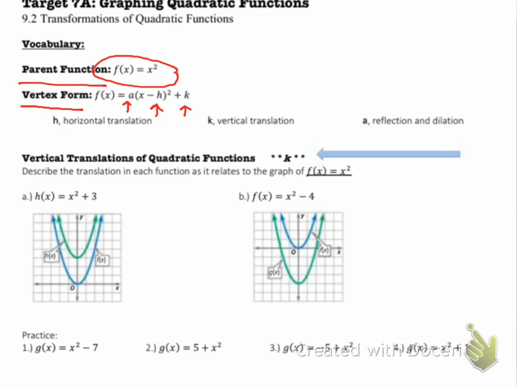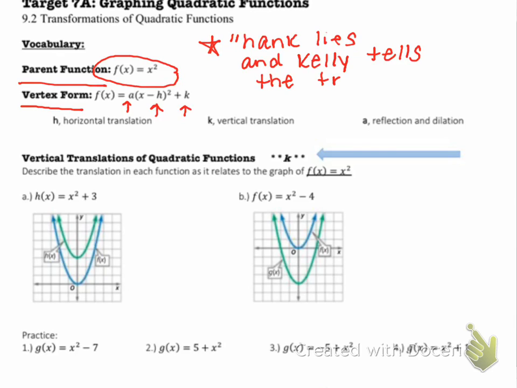And then the next thing I want you to write down, it's going to sound funny, but it's going to help you, I promise. In an effort to remember how the transformations work, I always say Hank lies, and you're going to think I'm crazy, and Kelly tells the truth. And you'll see what I mean in just a second. It's an easy way to remember what the H does, what the K does, and what the A does when an equation is written in vertex form.